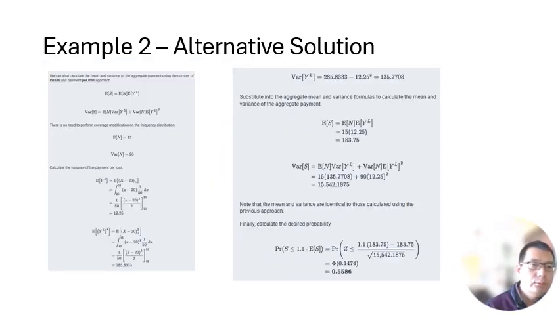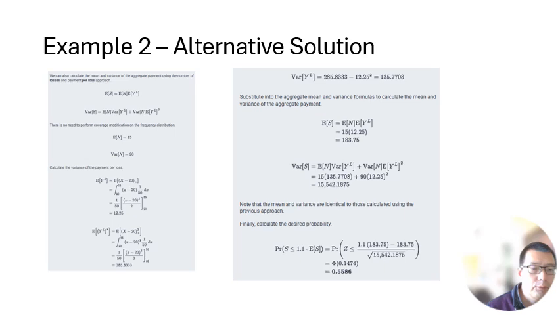So previously, we used the payment per payment method to solve this problem, but we can also use payment per loss to solve it. So similarly, we use the formula for expected value of S and the variance of S. Here we have the expected value of N to be 15 and the variance of N to be 90, and we just need to calculate the expected value of payment per loss Y^L, which is (X minus 20)+.